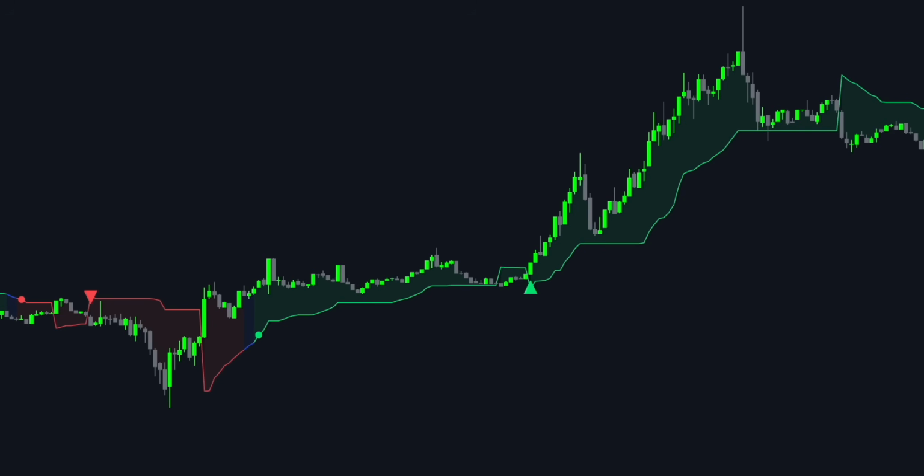Here are some examples of continuation trend signals. A bullish or bearish trend starts with a green or red dot. This is an early signal of a momentum shift. Such signals typically have low accuracy.